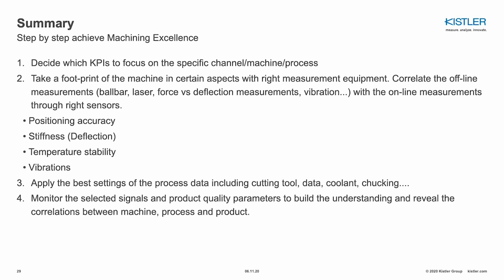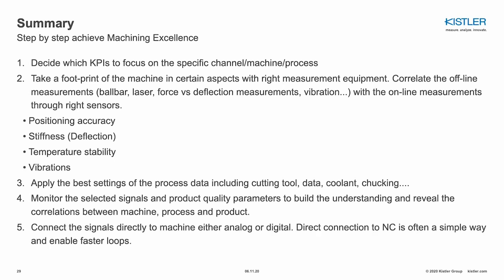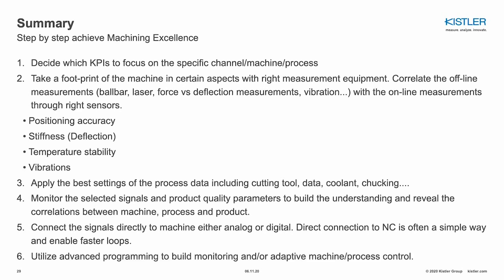Then you can move on to the next step. So you connect the signals, you can connect directly to the machine, either analog or digital. Direct connection to NC is often a simple way and enables faster loops. And at the end, you can utilize advanced programming to build monitoring and/or adaptive machine control that I have shown 2 cases of.